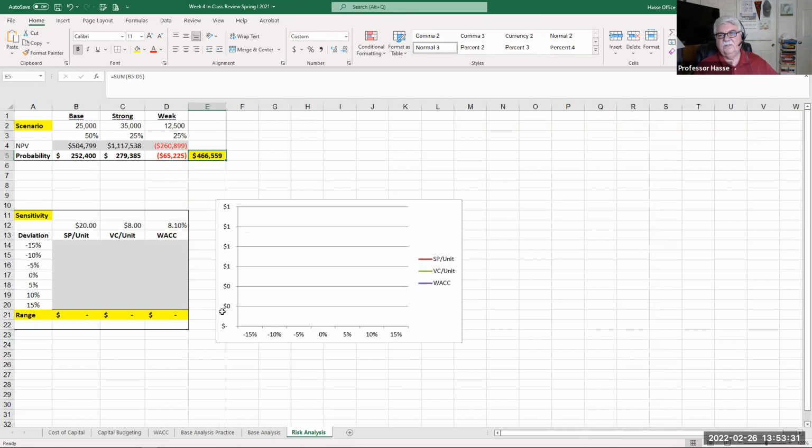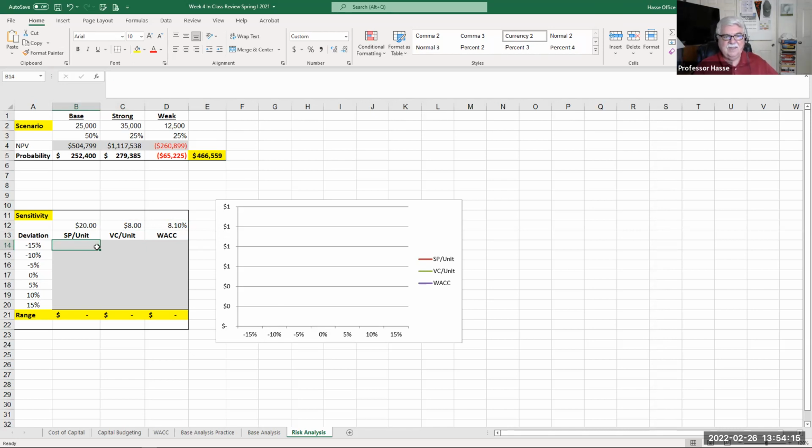So in other words, I've selected 3 variables to review. Selling price per unit, which in this case is $20 a unit in the original plan. Variable cost per unit, which is $8 per unit in our original plan. And a weighted average cost of capital of what we determined is 8.1% in our original plan. What if these variables change? They reduce by 15%, 10, 5, or go up by 5, 10, or 15%. How does that affect the net present value of our budget analysis? Just changing these variables and leaving everything else alone.